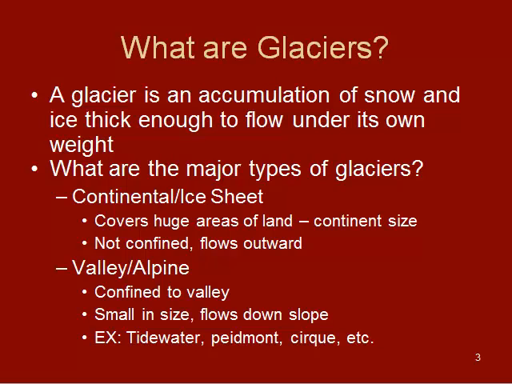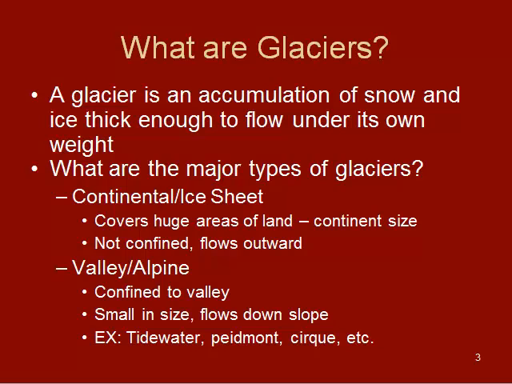So continental glaciers cover huge areas of land, continent size like Antarctica, Greenland, and they're not confined. So they basically flow from the center where the ice is accumulating and building up outwards to the edges in kind of a radial fashion. Whereas alpine or valley glaciers are confined to a valley. They're smaller in size. So think Mount Hood, which lies on a larger continent, so much different size there.